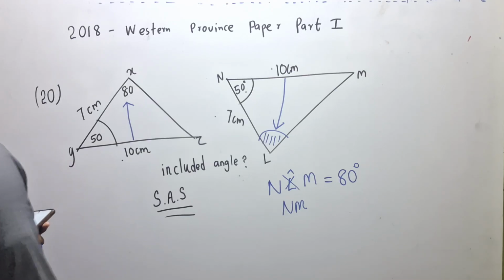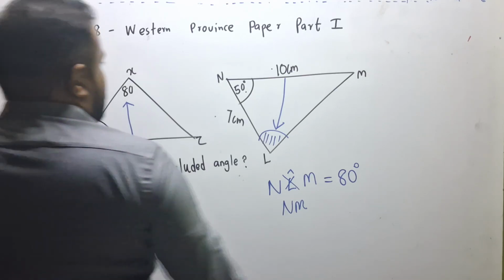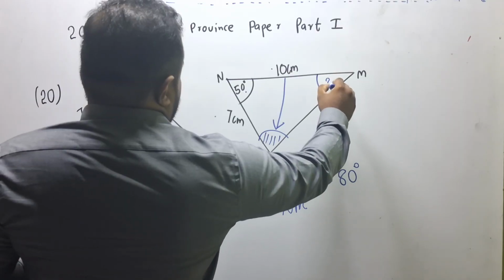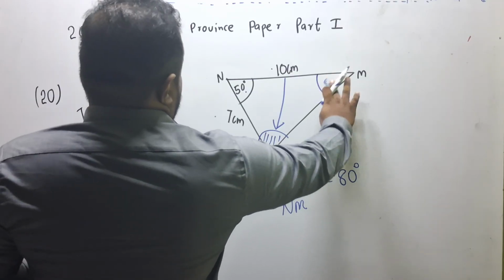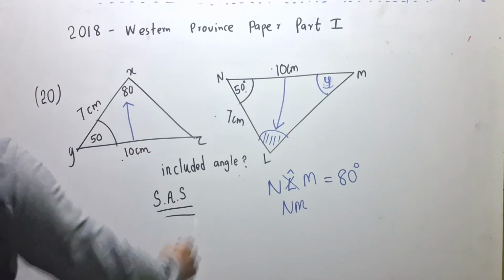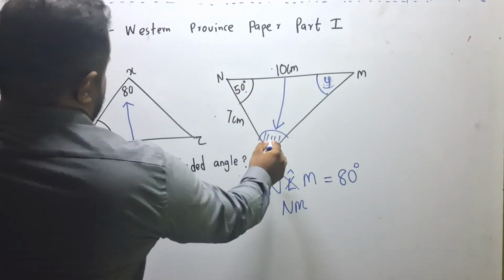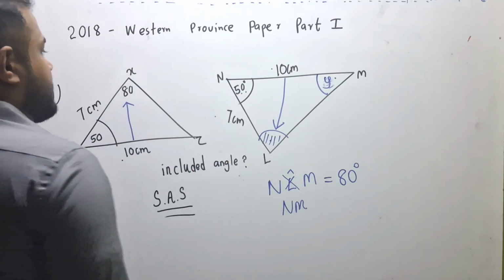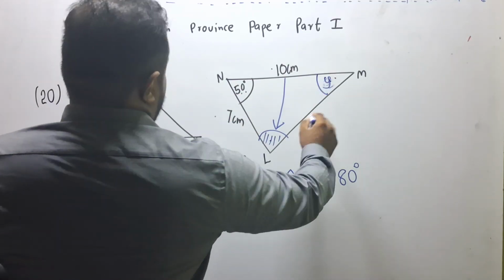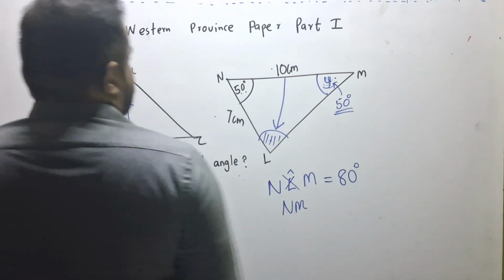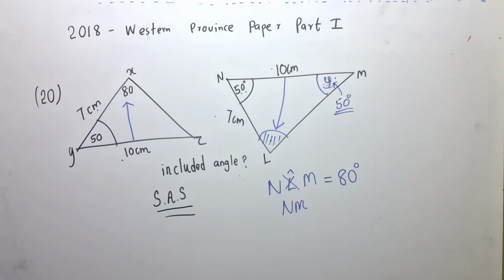If they ask what is the angle of NML, how to find this one? If I name it as Y, how to find Y? This is 50, this is 80, this is what? 50 plus 80 is 130, this is also 50. This is also 50. Okay.